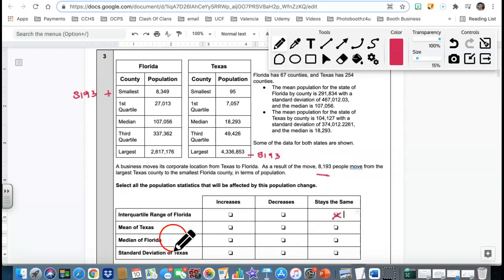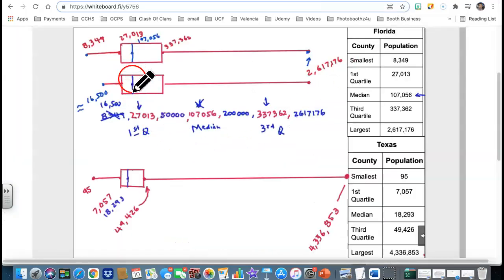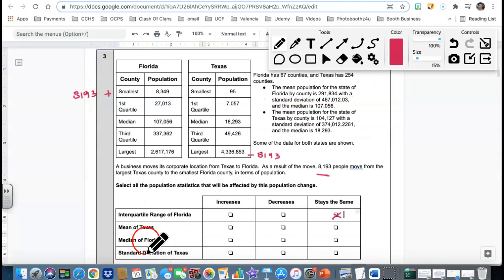Median of Florida. So as we notice, our median didn't change. Why? Because it's the order. So my median didn't change. Therefore, median of Florida didn't change. Stayed the same. Now they're asking for the mean of Texas and the standard deviation of Texas. Now, mean is the average. So let's analyze. Average.